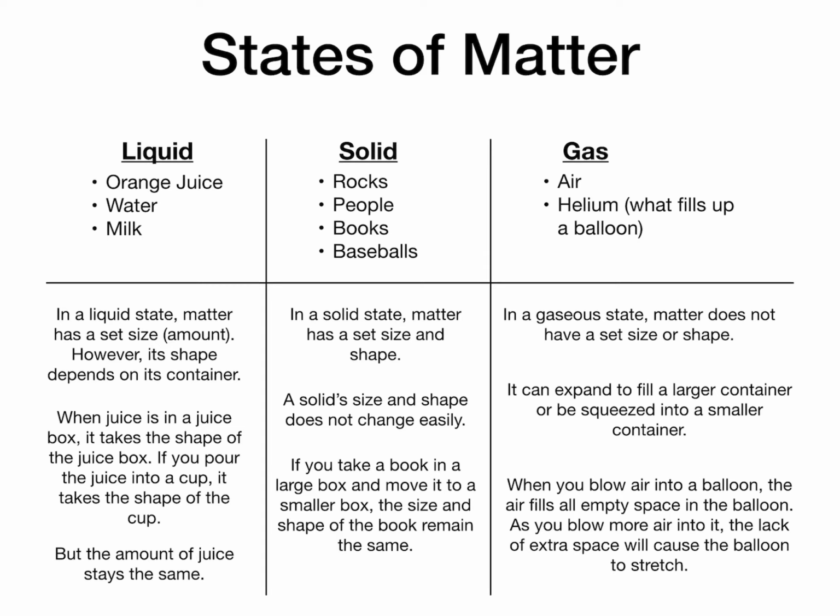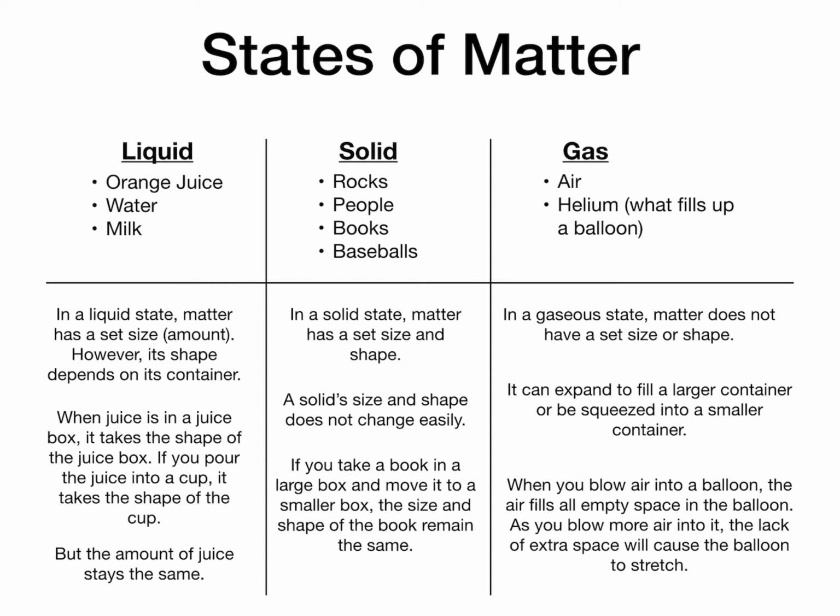Some examples of solids would be rocks, people, books, baseballs. In a solid state, matter does have a set size and it does have a set shape. The solid size and shape do not easily change. Something has to happen to it. It either has to be broken or smashed, and that's the only way that those solids can change shape.